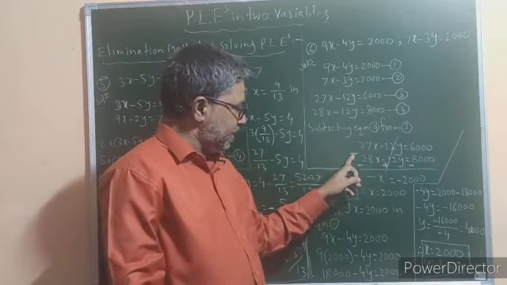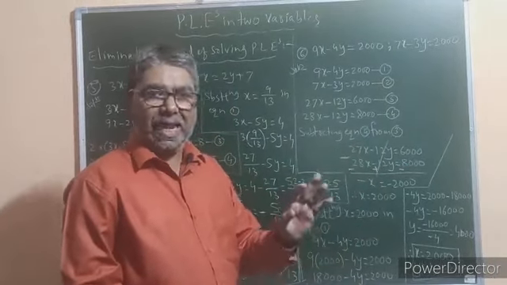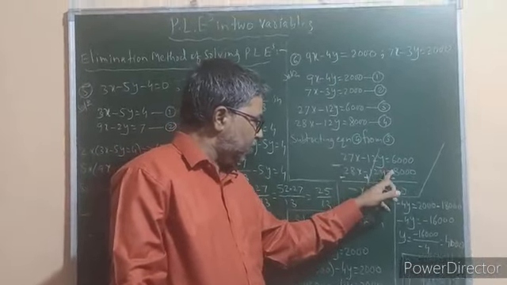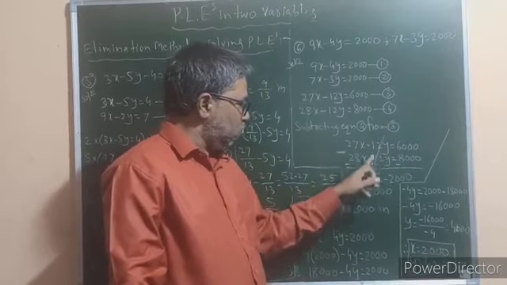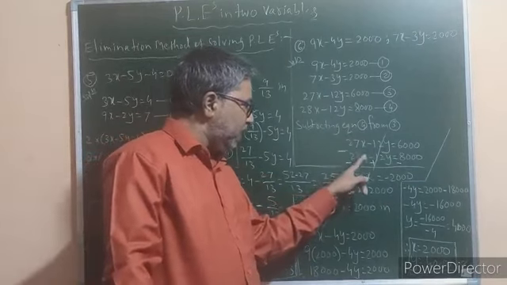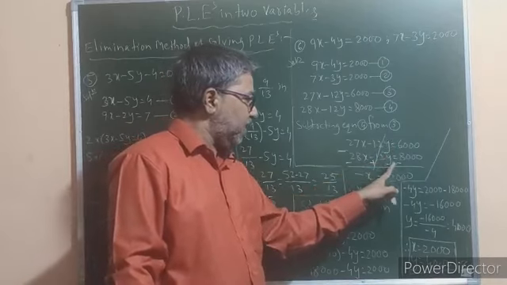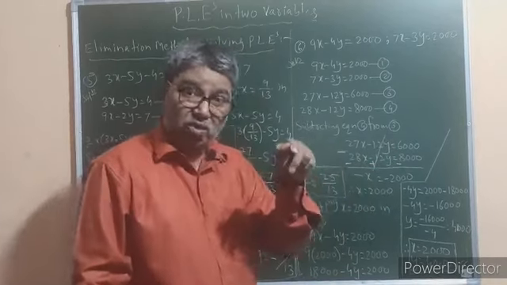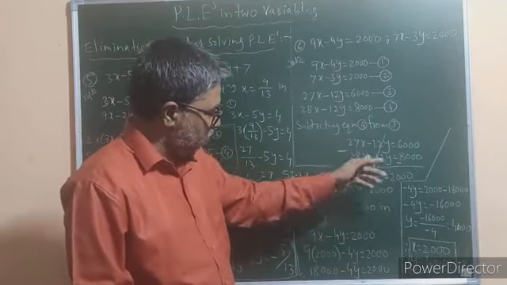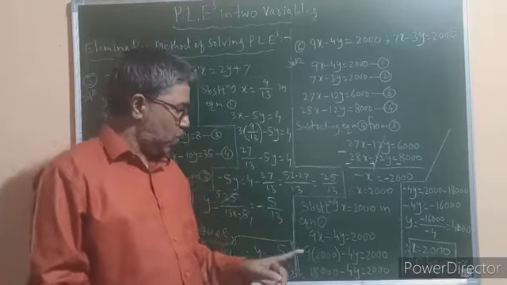We are subtracting. Subtraction is nothing but changing the sign of the terms of the lower equation and adding. So this minus will become plus, and this plus will become minus. So minus 12y plus 12y will be cancelling. Plus 27x minus 28x will be minus x, equal to plus 6000 minus 8000, which will be minus 2000. Minus 1 we eliminate, so x is equal to 2000. So the value of x here is 2000.